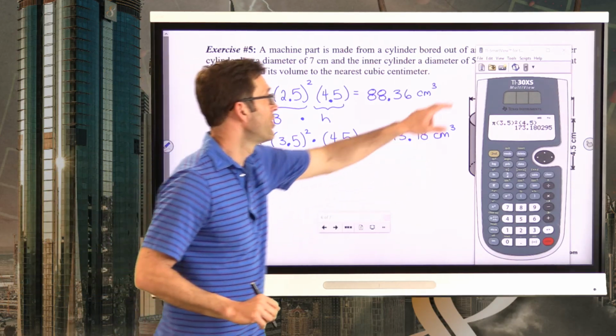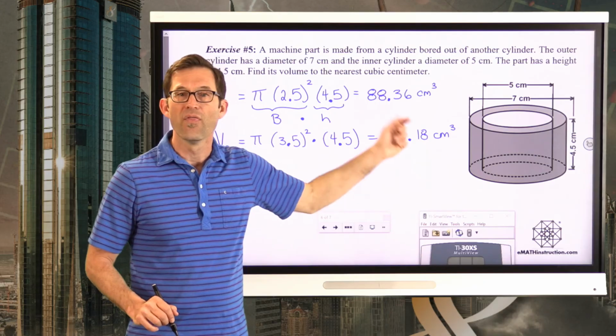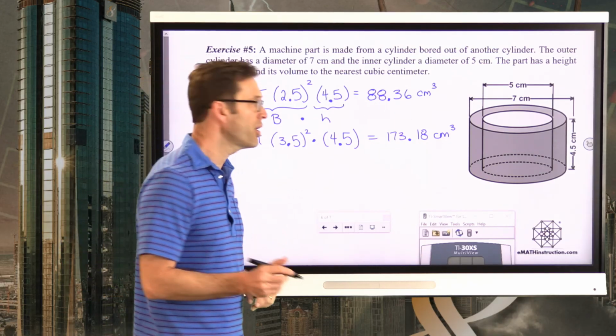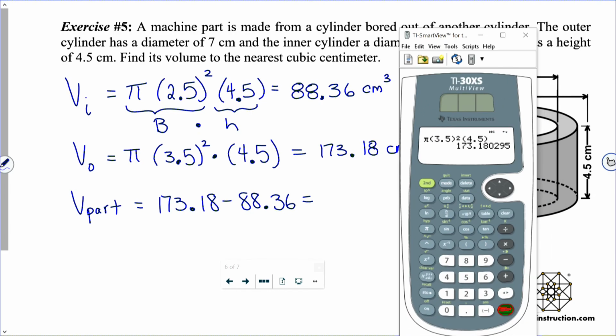Now, I've got my overall volume. Let me move this out of the way. That's the 173.18. Then I removed my 88.36. So the volume of the part, which is what I really want, is 173.18 minus 88.36. I'm just going to do subtract, which means my last answer will just be there, 88.36. And we end up with 84.82, etc. But I want it to the nearest cubic centimeter. So that's 85 cubic centimeters.